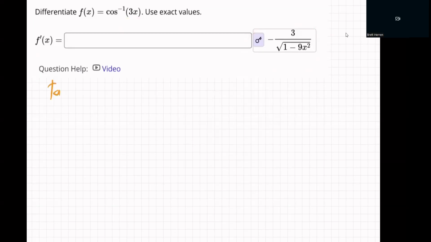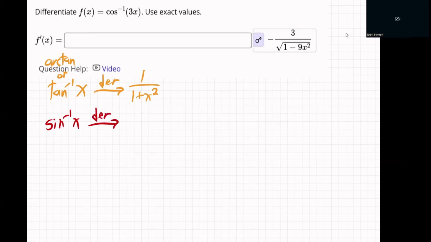Well, let me give you the inverse function derivatives. Tan inverse, by the way, that's the same as arctan. Tan inverse, arctan, same thing. The derivative of arctan is 1 over 1 plus x squared. And the derivative of inverse sine of x is 1 over the square root of 1 minus x squared.